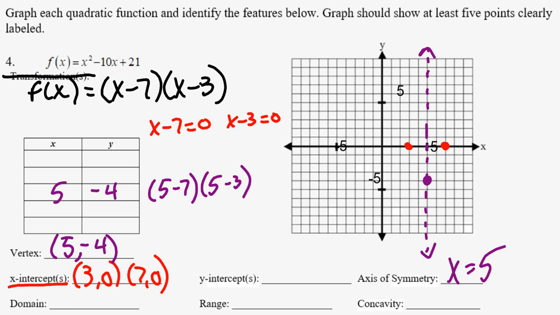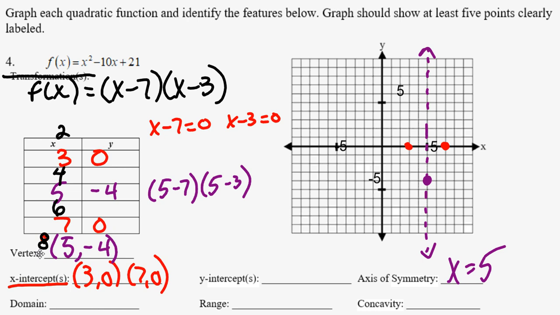So if I think about my table, here's my mirror, right? The vertex, axis of symmetry. Here is my one x-intercept, here's the other. I'm going to pick values on either side of the mirror and the x-intercepts to help me. So maybe I want to go with 4 and 6. Maybe I want to go with 2 and 8. Maybe I want to go 1 and 9, 0 and 10.